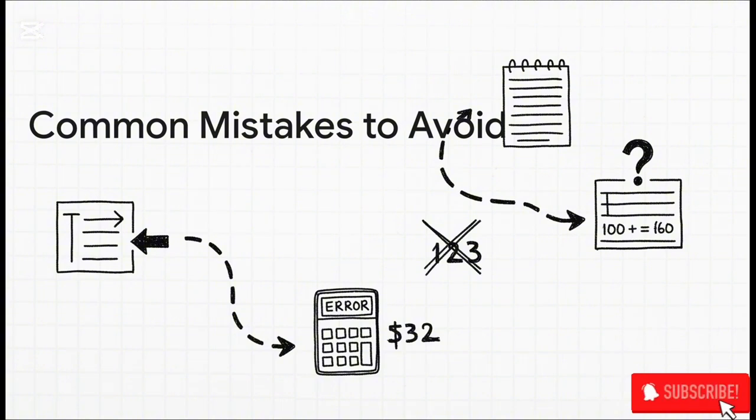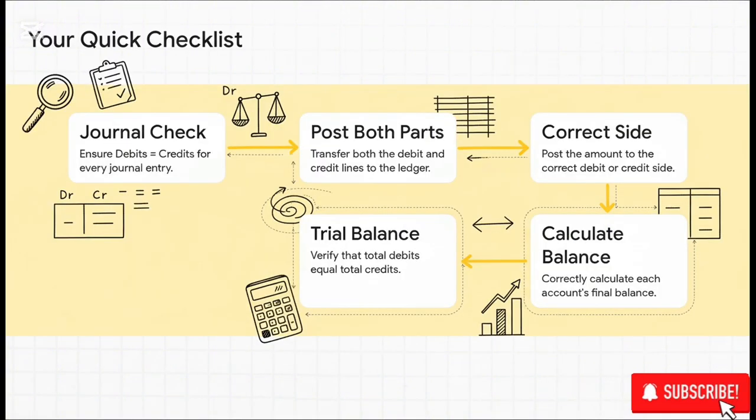So, here it is, your 5-point inspection. Before you move from one step to the next, just quickly run through these questions. This little habit can literally save you hours of frustration later on trying to find one tiny mistake. It's your secret to staying balanced.